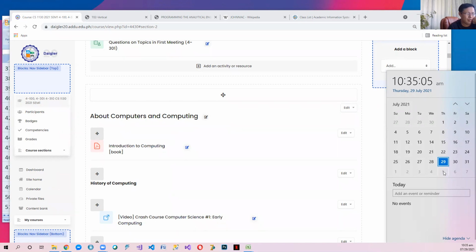So August 5, we will meet on the 5th. Okay? We will not meet on the 3rd because I will have my orientation here. Our next meeting will be August 5.